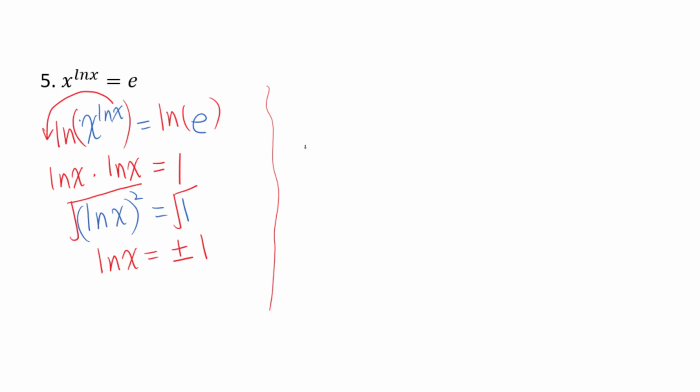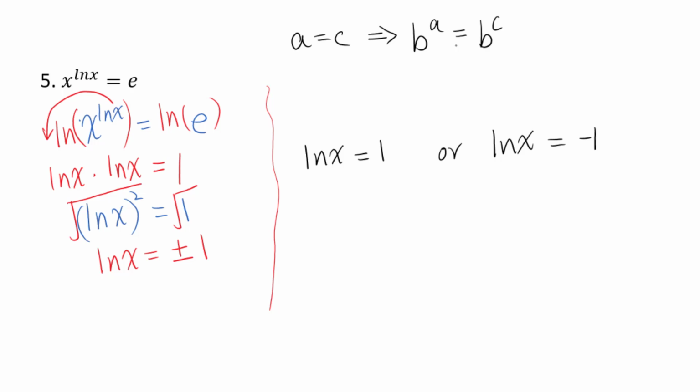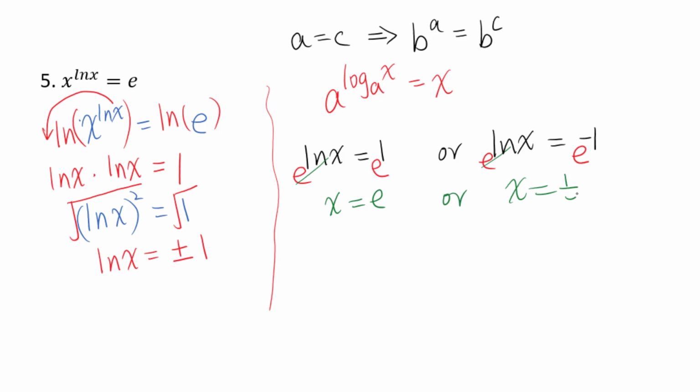So we separate: natural log of x equals 1 or natural log of x equals negative 1. We know if a equals c, we can write down b to the a's power equals b to the c's power. Therefore, I can make e as a base for these two equations. Also, we know a to the log base a of x equals x. So we will get x equals e, or x equals 1 over e. We have two solutions for question 5.